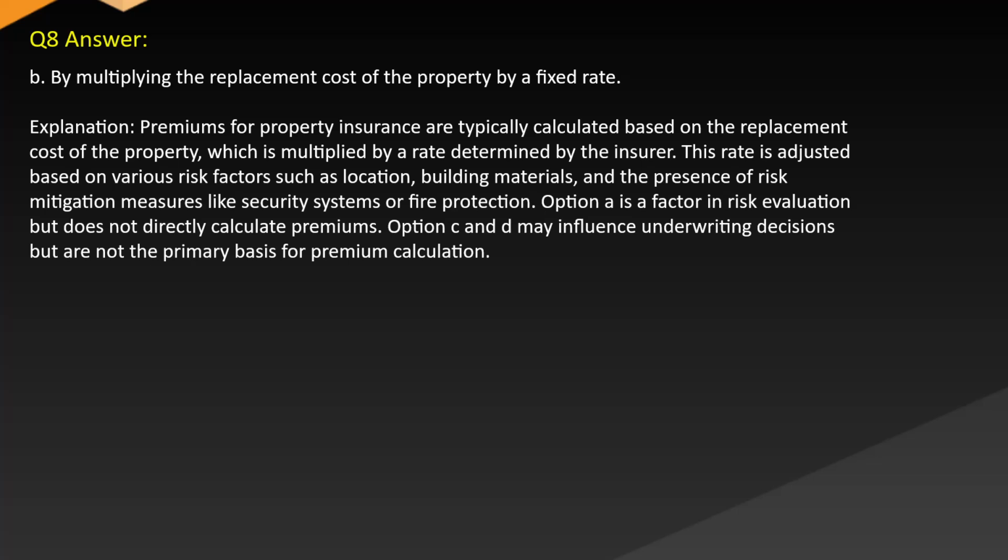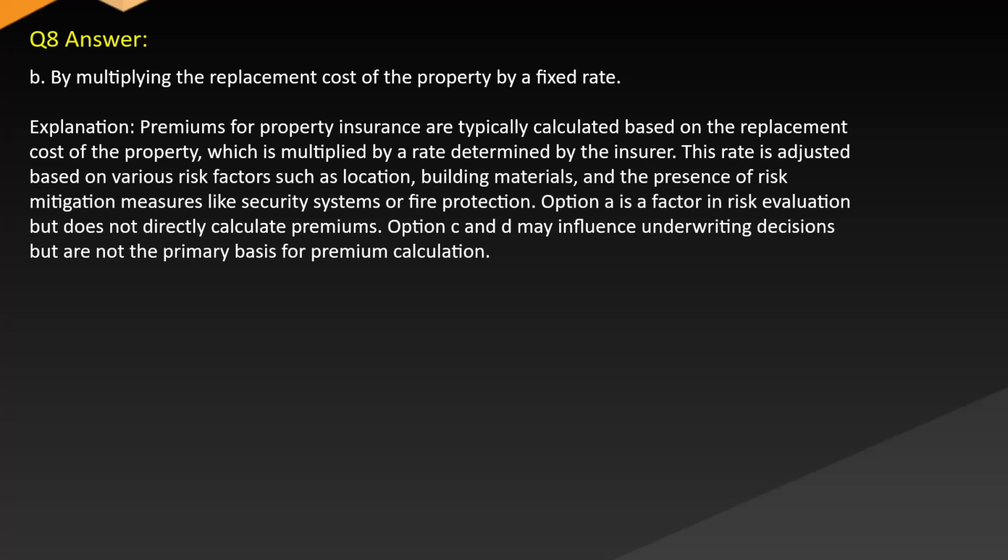Answer: B. By multiplying the replacement cost of the property by a fixed rate. Explanation: premiums for property insurance are typically calculated based on the replacement cost of the property, which is multiplied by a rate determined by the insurer. This rate is adjusted based on various risk factors such as location, building materials, and the presence of risk mitigation measures like security systems or fire protection.